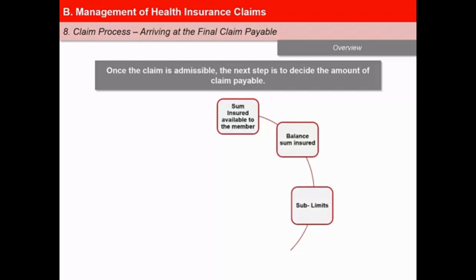Sublimits. Most policies specify room rent limitation, nursing charges, etc., either as a percentage of sum insured or as a limit per day. Check for any limits specific to illness. The policy could specify a certain amount or capping for maternity cover or for other diseases, say cardiac illness.